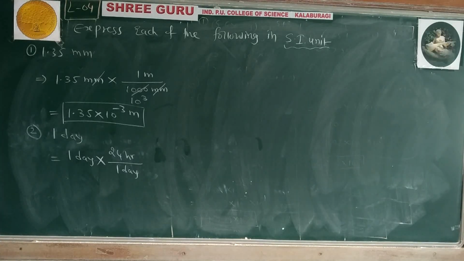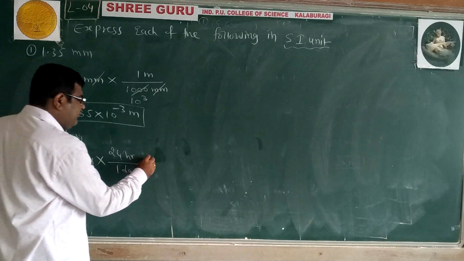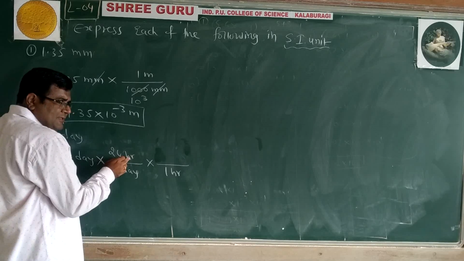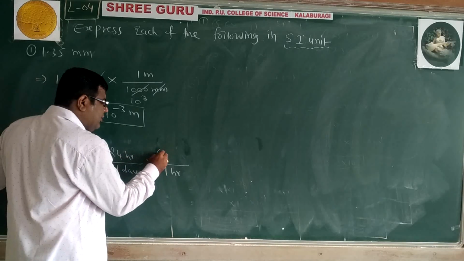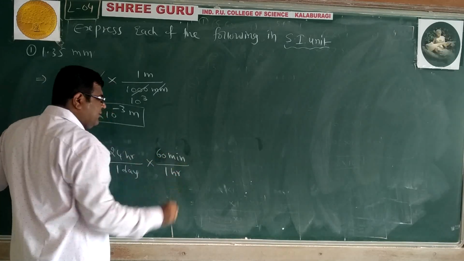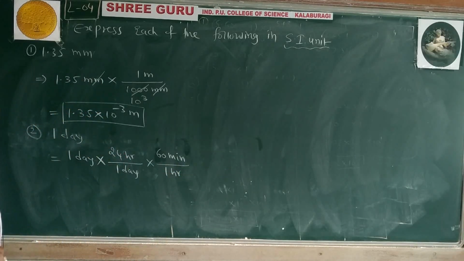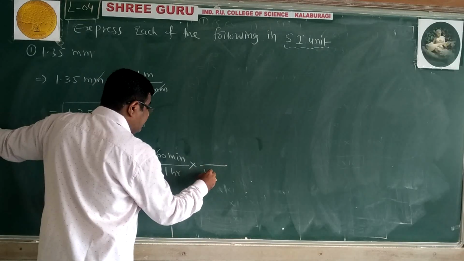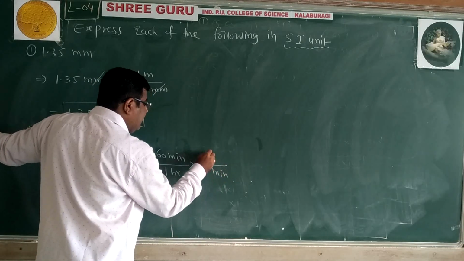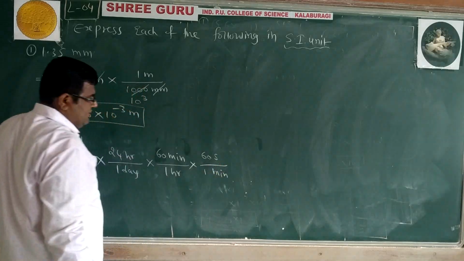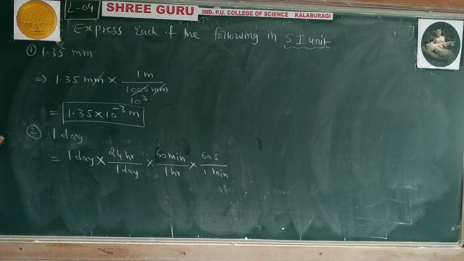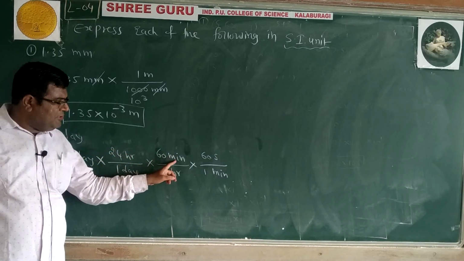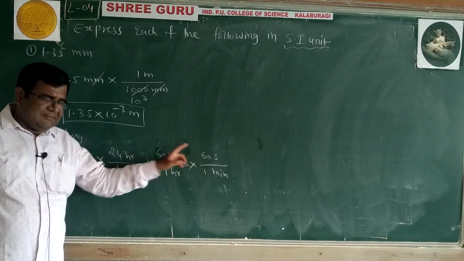But hours is not in SI unit, time. So I will write here 1 hour. So this 1 hour and this 1 hour is cancelled out. But 1 hour equals to what? 60 minutes. But minute is also not the SI unit. So I will multiply this with 1 minute, and that equals to 60 seconds. Right. So ultimately days are to be converted into hours, hours are to be converted into minute, minute has to be converted into seconds.